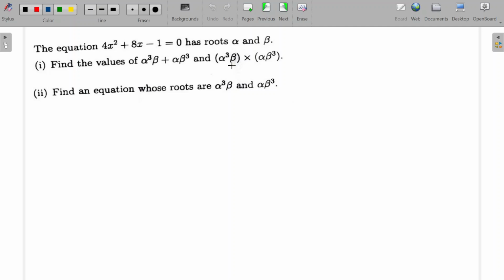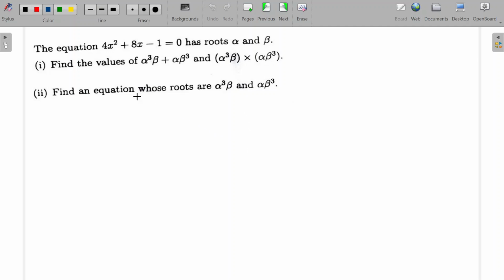alpha to the power 3 beta times alpha beta to the power 3. In short, these are the values they want us to find: the value of alpha to the power 3 beta plus alpha beta to the power 3, and alpha to the power 3 beta times alpha beta to the power 3.